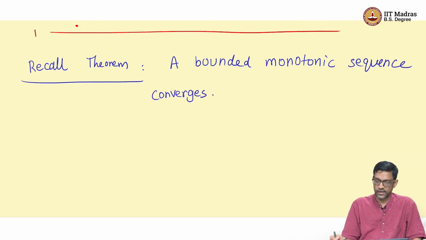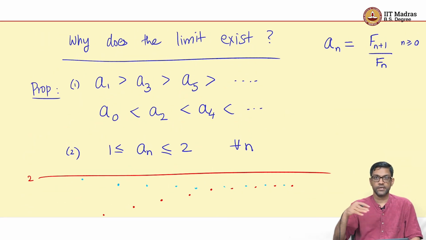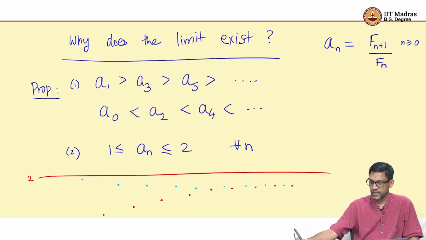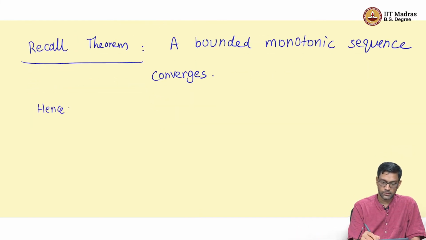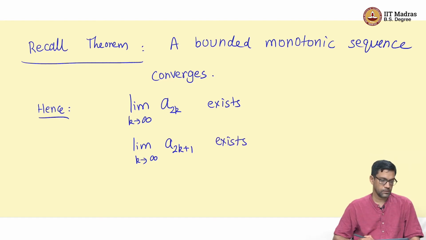Let's assume this proposition for the moment, that the odd and the even ratios are both monotonic. One is monotonic decreasing, the other is monotonic increasing, and they are all bounded between 1 and 2. Assuming this, we have the following consequence. Hence, the odds certainly converge: the limit of a_k as k goes to infinity certainly exists, and likewise the evens converge. So this is our conclusion.